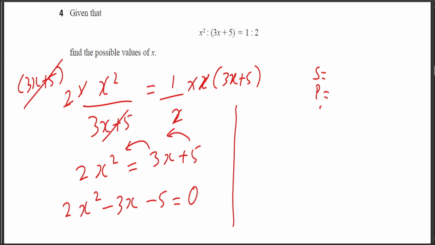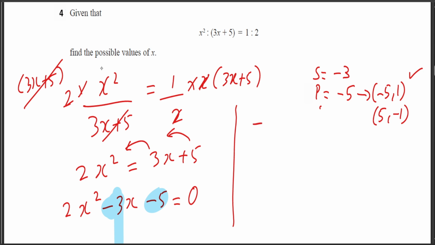So basically your sum is negative 3 and your product is negative 5. So if you add the two, it is negative 3, product is negative 5. So now obviously the only two terms are negative 5 and 1, or you can have 5 and negative 1. But once you know that, it doesn't mean that those are your answers. Basically let's take this one, negative 5 comma 1. One of those numbers will get multiplied to 2 because of the 2x squared, because once you factorize, you're going to get 2x into bracket x.